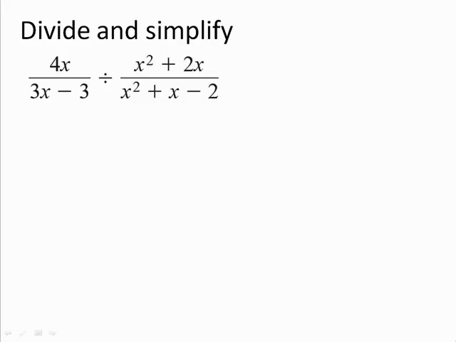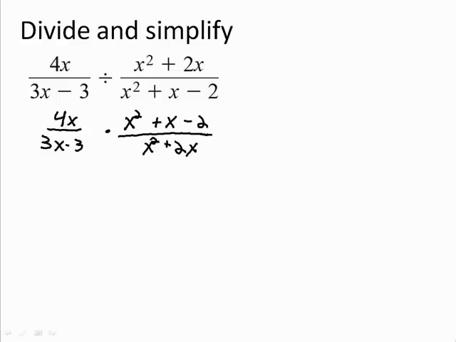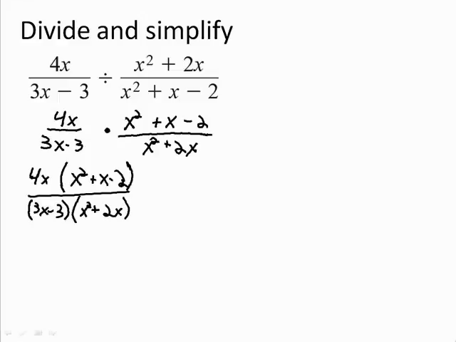Divide and simplify. 4x divided by 3x minus 3 divided by x squared plus 2x divided by x squared plus x minus 2. When dividing fractions, invert the divisor and multiply. Now multiply the numerators and denominators. 4x times the quantity x squared plus x minus 2 divided by the quantity 3x minus 3 times the quantity x squared plus 2x.